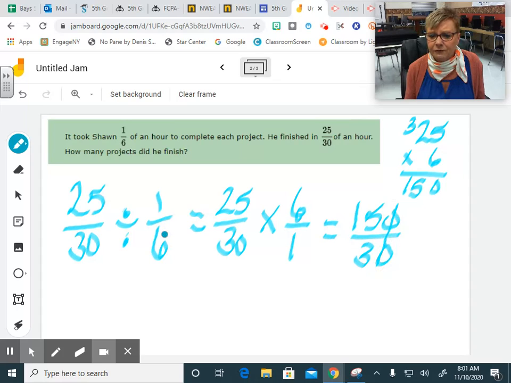Now I've just got 3 into 15. Since they match up, I can throw them away. 3 goes into 15 5 whole times. So he should be able to get how many projects finished in this amount of time? 5 projects finished. That makes sense. That's logical.